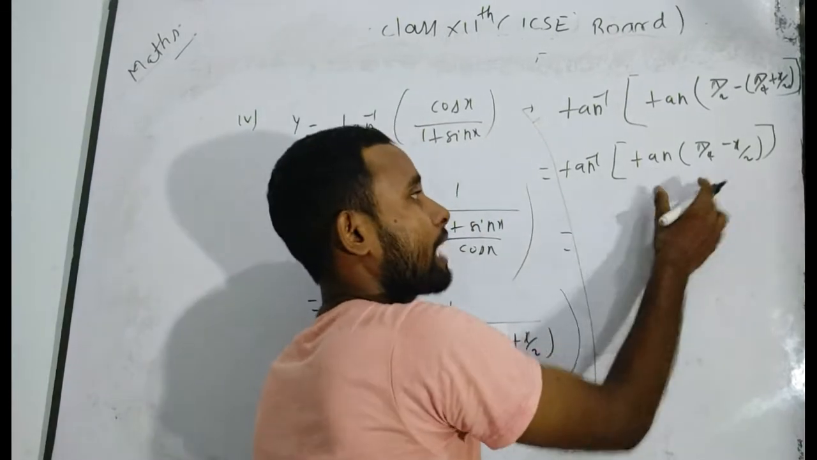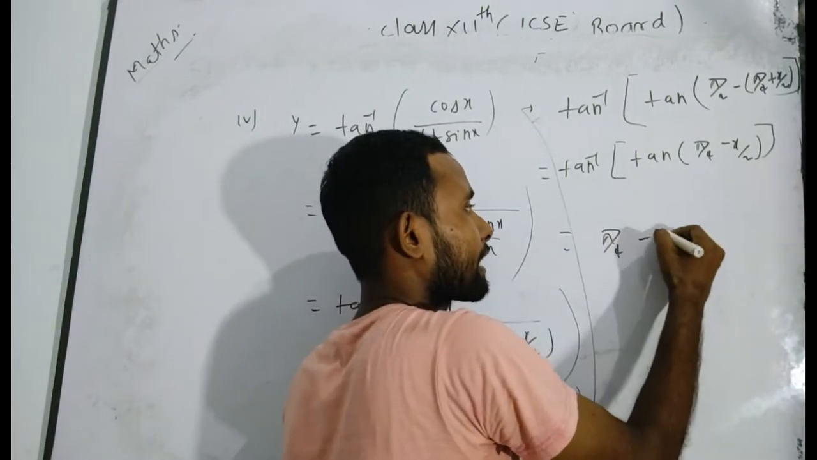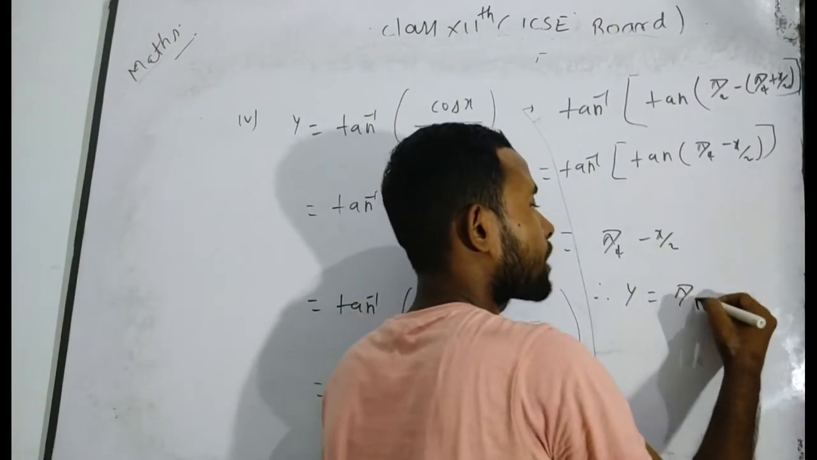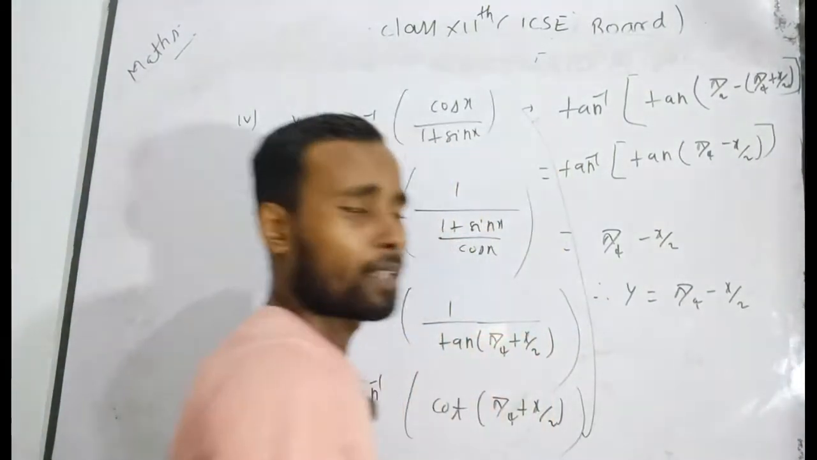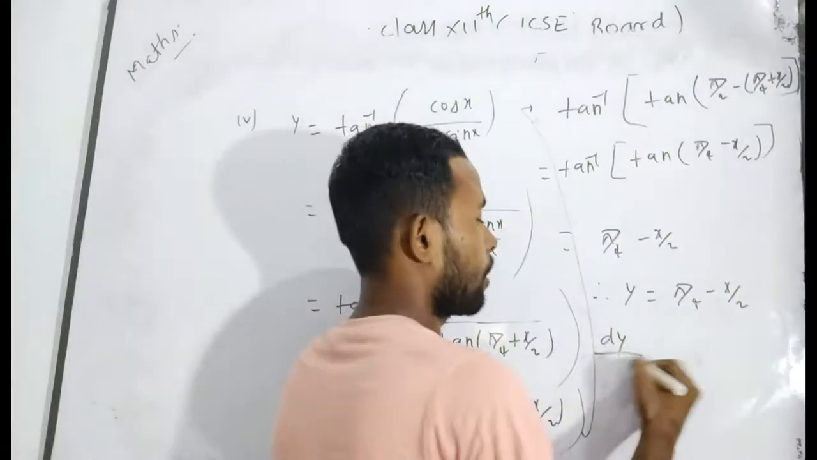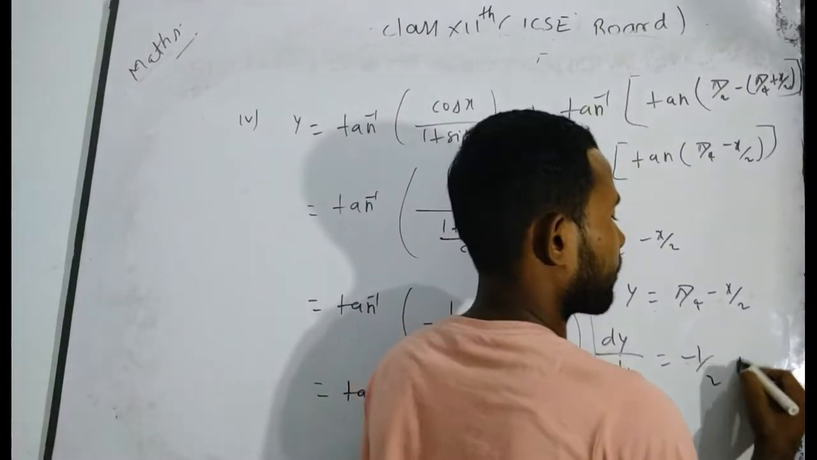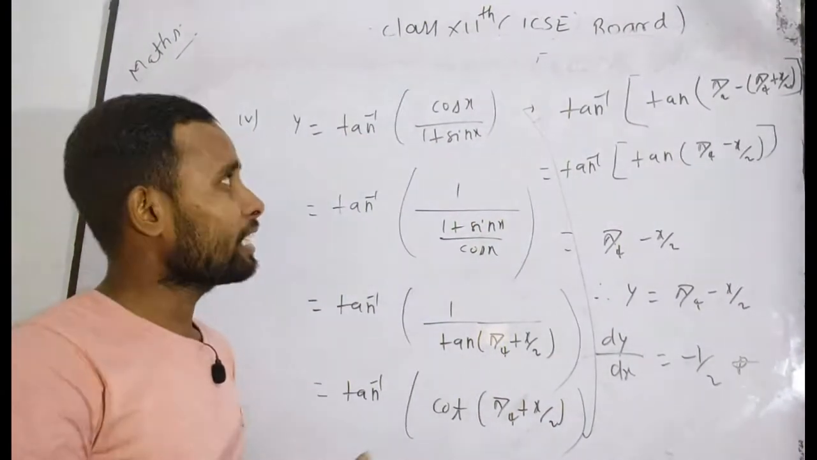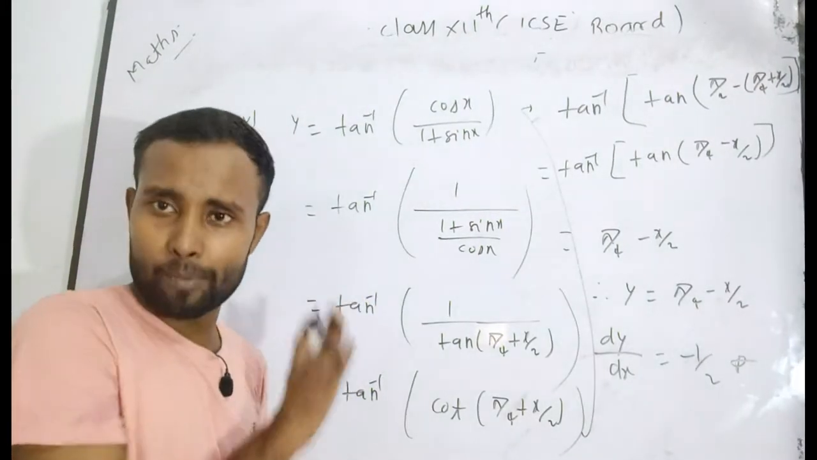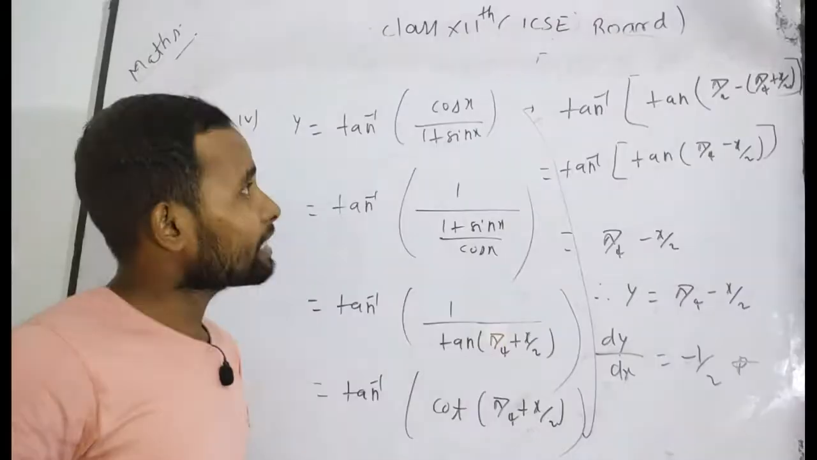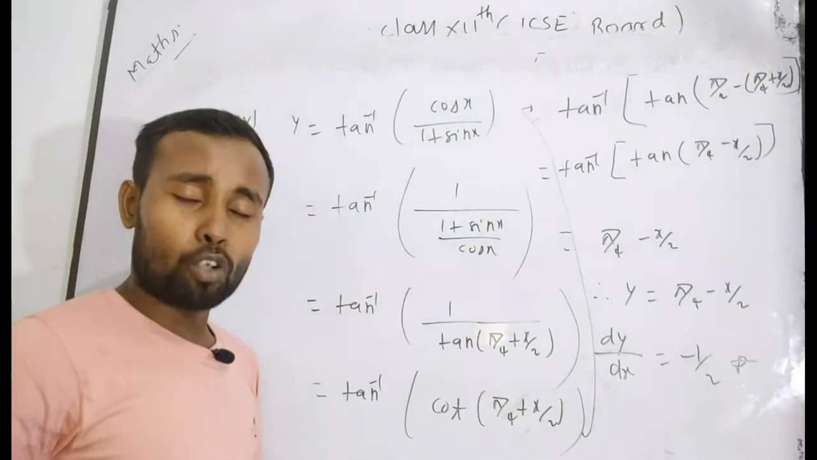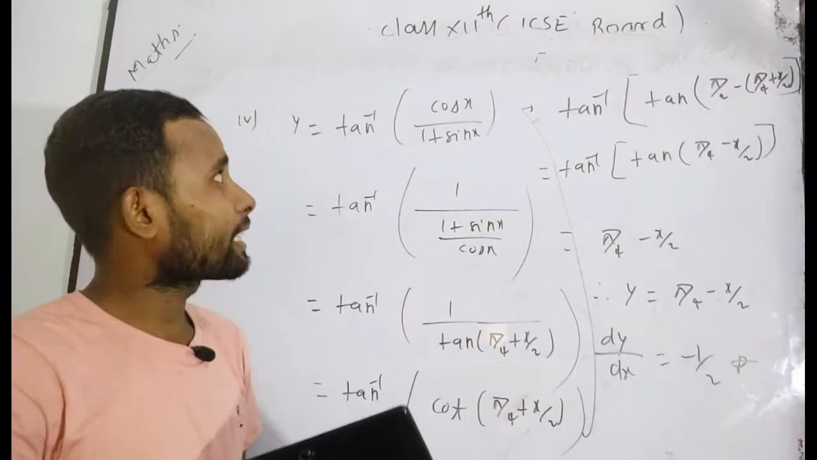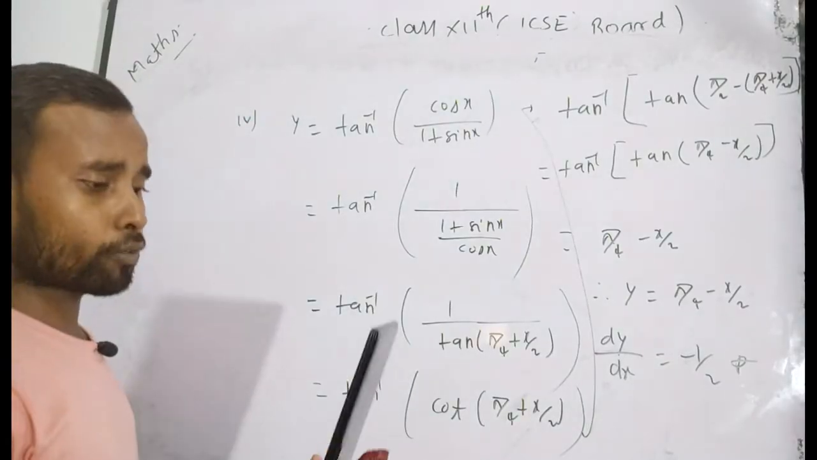So, tan inverse of tan theta is equal to what? Theta, that means pi by 4 minus x by 2. So you get here y is equal to pi by 4 minus x by 2. And if you differentiate this function with respect to x, definitely you will get minus 1 by 2. You can see the derivative of this function just by looking at this problem. Otherwise, it completely comes under your inverse trigonometric function problems. Again, solve the next question for you.